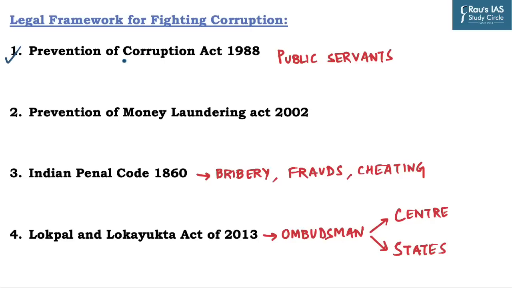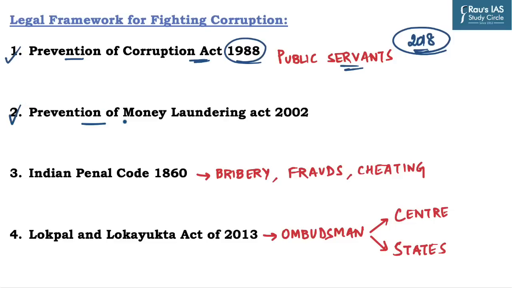The first one is Prevention of Corruption Act 1988. This act stipulates penalties for public servants who are engaged in corrupt practices. And in 2018, the amendments to the act made bribery a criminal offense both for public servants and civilians. Hence, if a person is giving bribe to the official, he will also be booked for the criminal offense.